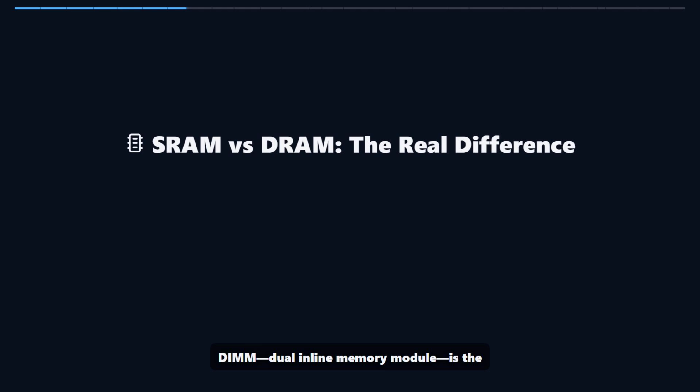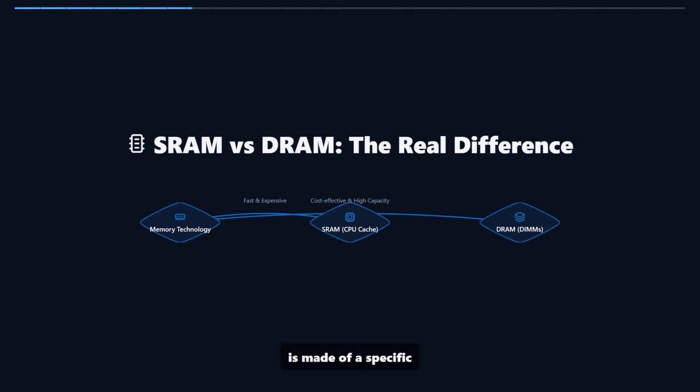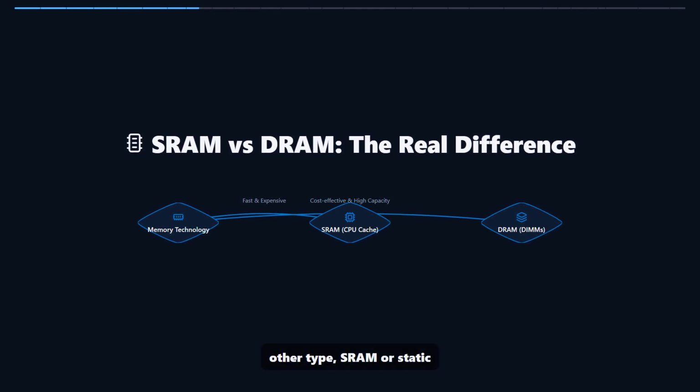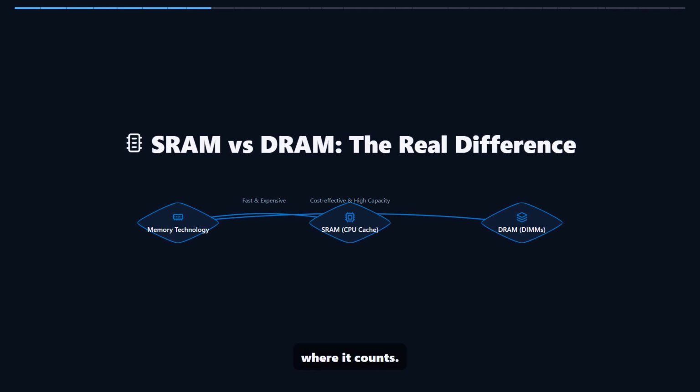DIMM, Dual Inline Memory Module, is the technical name for a RAM stick. But the memory stick you install in your laptop is made of a specific type of RAM, DRAM. That's dynamic RAM, which uses a transistor and capacitor per cell to store data. The other type, SRAM, or static RAM, is much faster but far more expensive. It's used inside the CPU as cache memory, not as main memory. So no, your RAM stick is not the same technology as CPU cache. DRAM gives you capacity at a reasonable price. SRAM gives you speed where it counts.